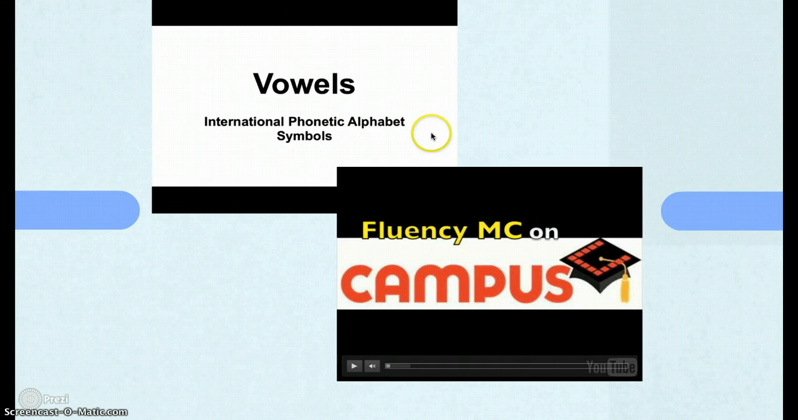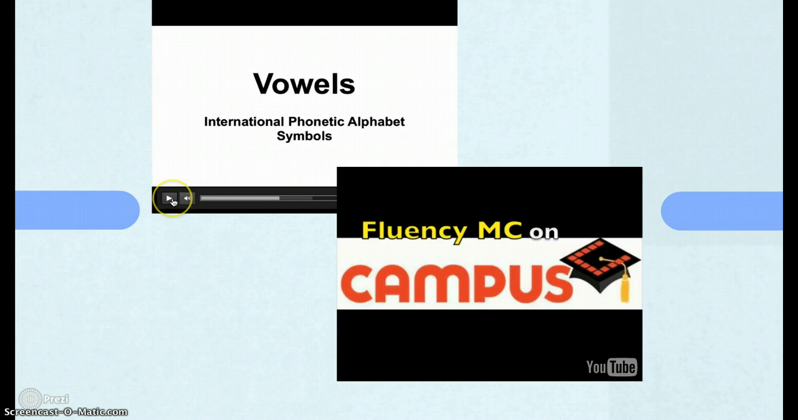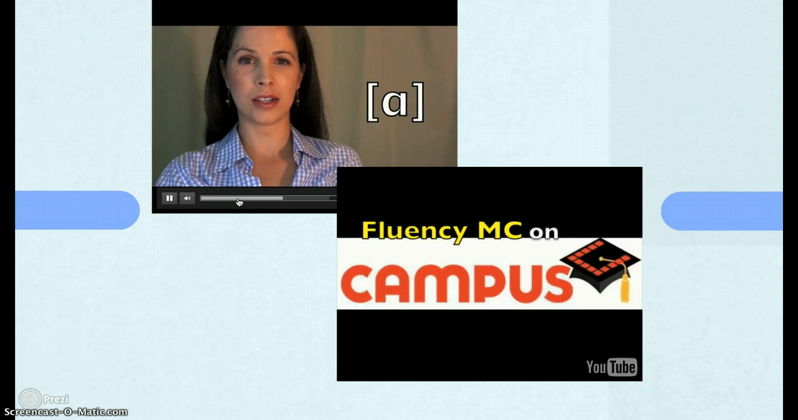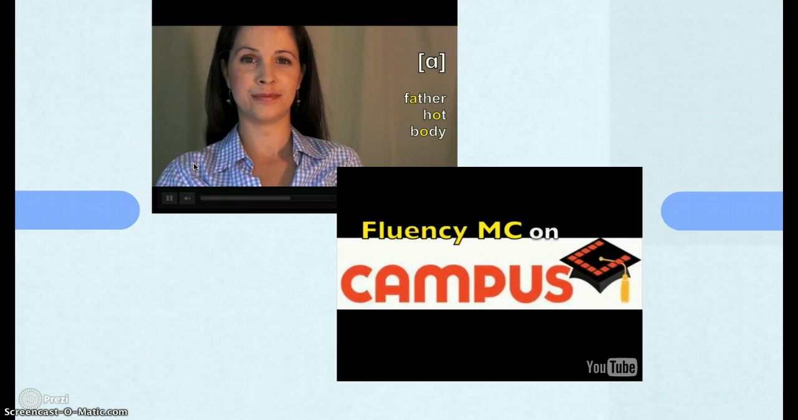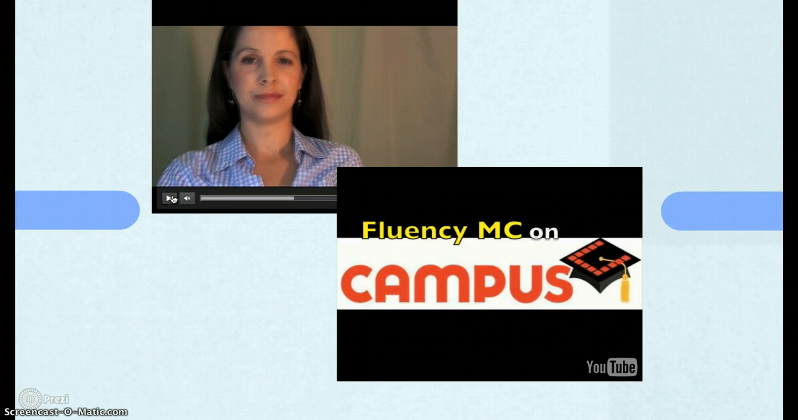And we looked at a couple of videos. One is on Rachel's English, and she goes through all the different vowel sounds so that you can watch those at home and review. I'll just give you a reminder. The ah sound. Say that with me. Ah. Ah. Ah. This sound occurs in words like father, hot, body. So she goes through all the different vowels in the IPA, the International Phonetic Alphabet.